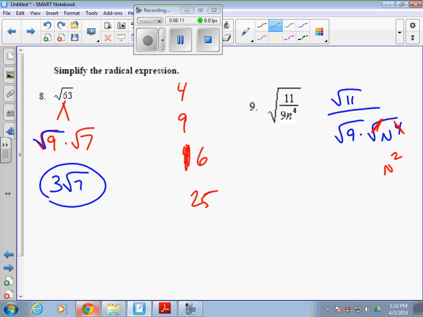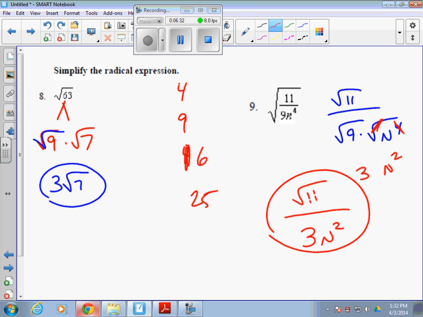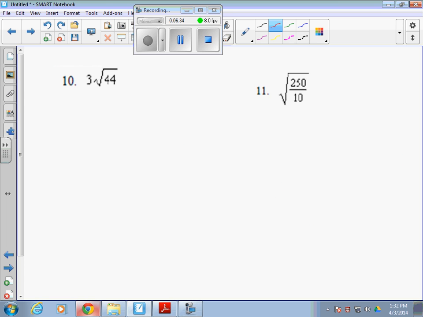The square root of 9 is 3. So at the bottom, you have 3n squared. And on top, you have the square root of 11. There's no perfect square that goes into 11. That's perfect. So that's one of the questions that's right. The other questions say, is there a radical at the bottom of the fraction? No is the answer to that one. And is there a fraction under the radical? No is the answer to that one. So believe it or not, that is the simplified version of number 9.